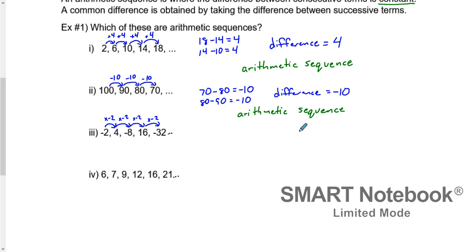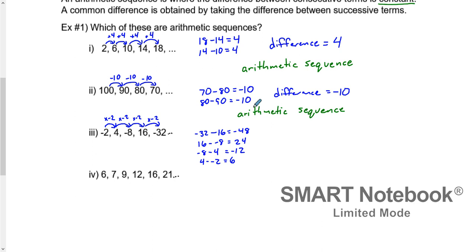In order for something to be an arithmetic sequence, we need to subtract. So if I were to take negative 32 and subtract 16, I get negative 48. If I take 16 and I subtract negative 8, I get positive 24. If I take negative 8 and subtract 4, I get negative 12. If I take 4 and subtract negative 2, I get 6.